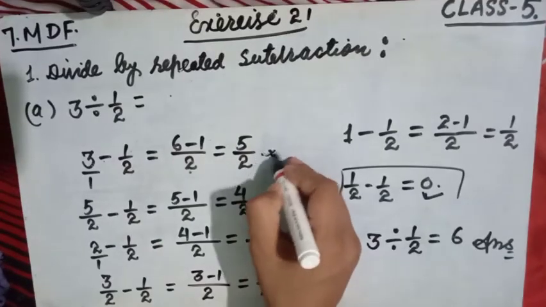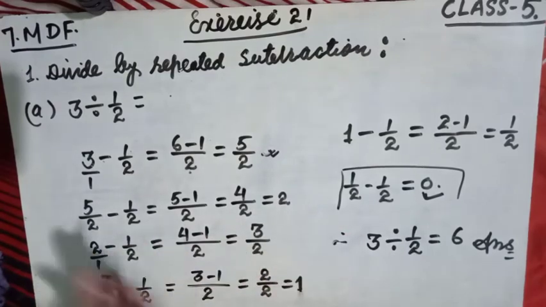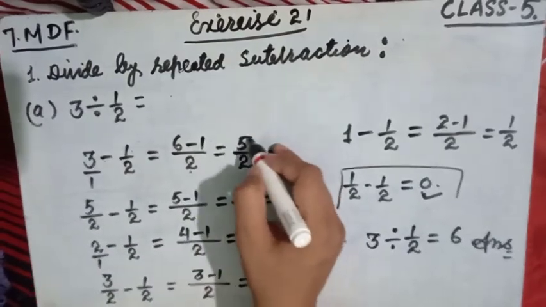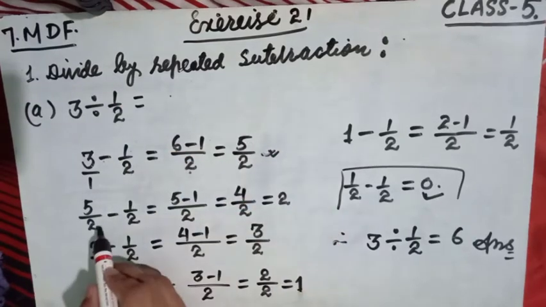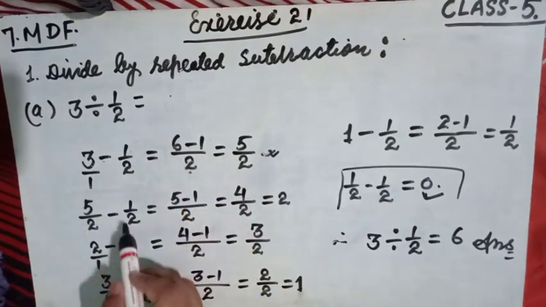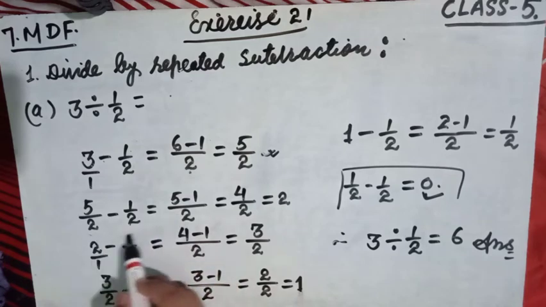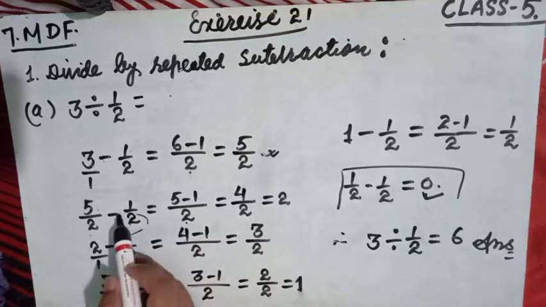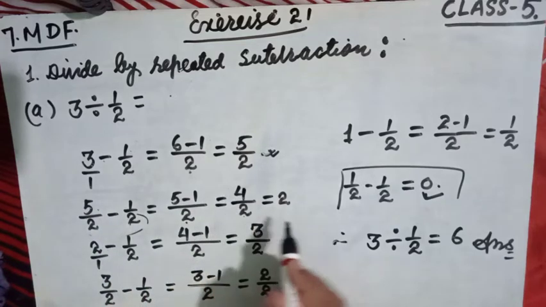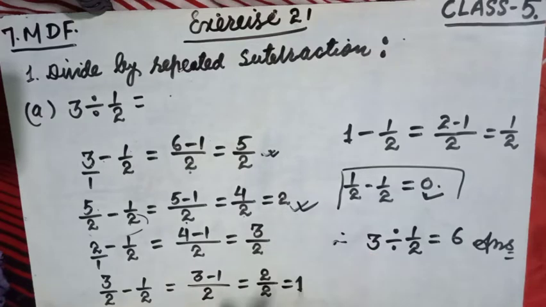Here is the first. Now successively, we have to subtract this half from this resultant value. Have a look, 5 by 2 minus half. Now take the LCM. If the denominators are the same, write the single denominator and write the numerator as it is, 5 minus 1. So there is 4 by 2. So here the quotient is 2, meaning the answer is 2.